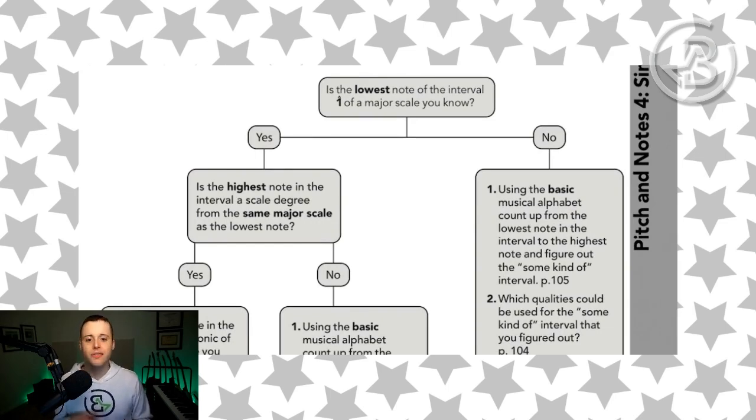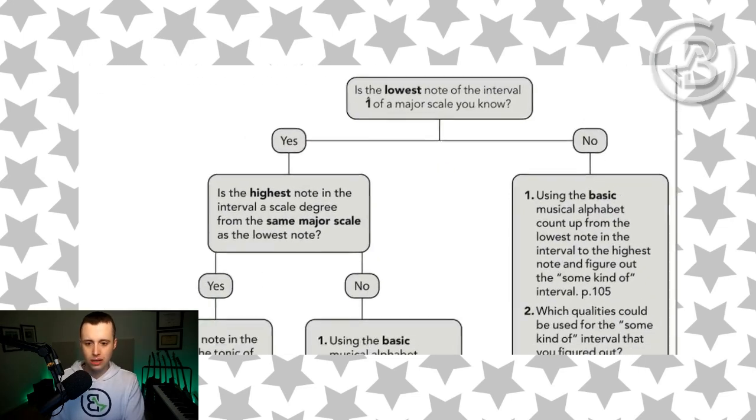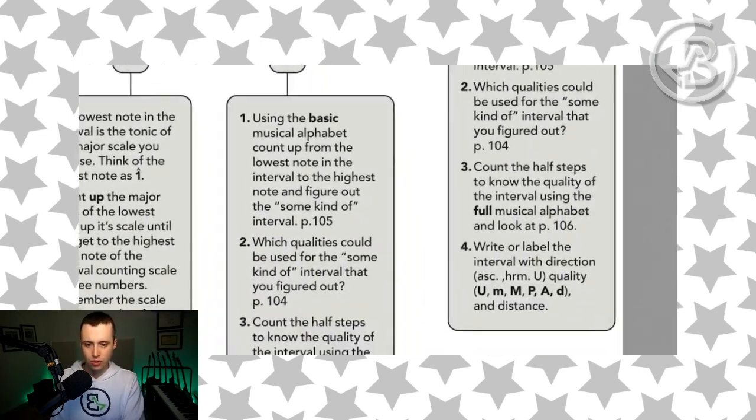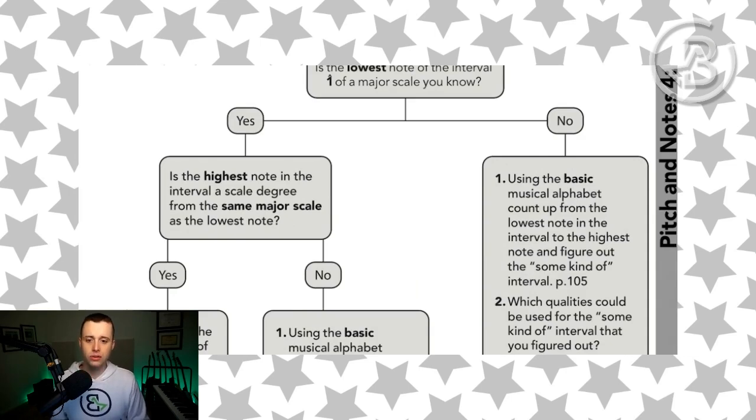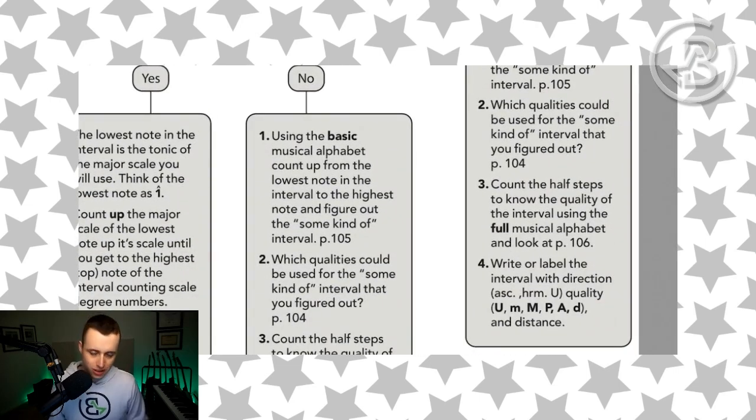In summary, there are two main ways you can think about intervals. Number one is if the lowest note of the interval for ascending and harmonic intervals is scale degree 1 of a major scale that you know. When that happens, then you just walk down this path going, okay, yes or no. Then is the highest note of the interval a scale degree from the major scale as the lowest note? So if the lowest note is C and the highest note is F sharp, well, F sharp's not from C major, it's from G major, so in that case you'd say no, and then you use the basic musical alphabet, you count some kind of interval, so C, D, E, F, and then you'd count the half steps to actually determine the quality of the interval.